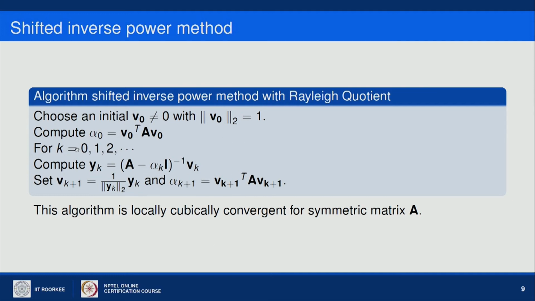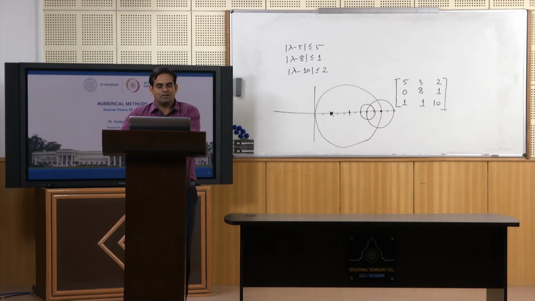So, in each iteration again we are updating my v, and here I am updating my alpha by the definition of Rayleigh quotient, and this method has cubic convergence in case of symmetric matrices.